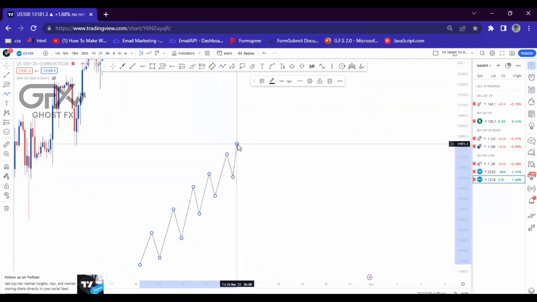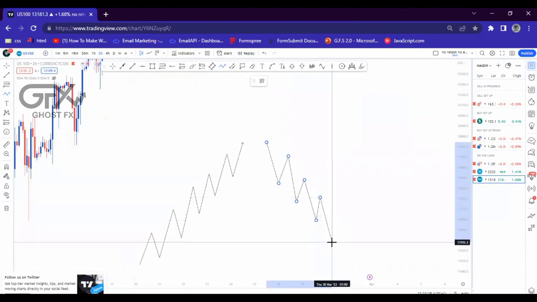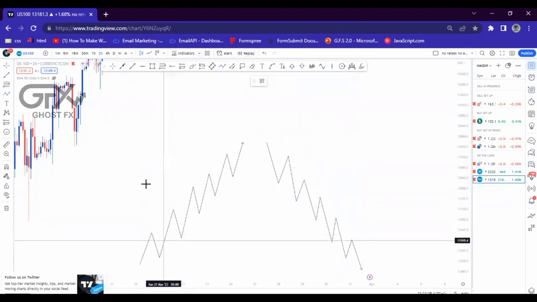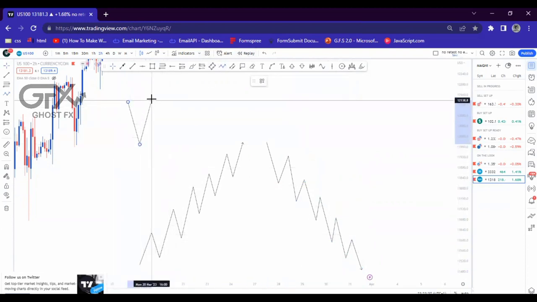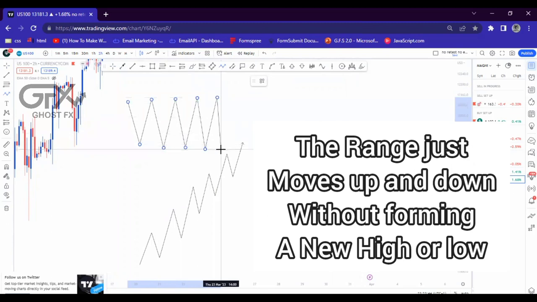So that's an upward trend. This is how an upward trend looks like. So the downward trend looks like this. We have new swing lows and new swing highs being formed as price scales down the downside. Then how does the range move? The range just moves up and down in a sideways manner. It doesn't create new highs or new lows. They just keep on moving continuously.